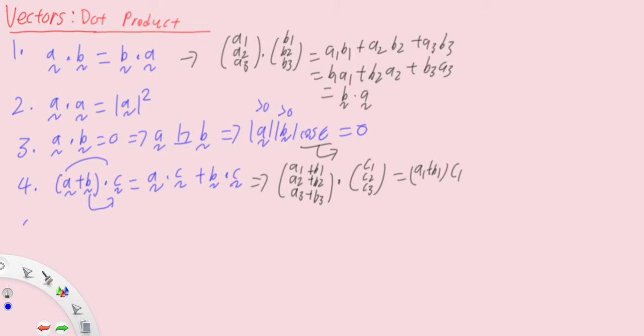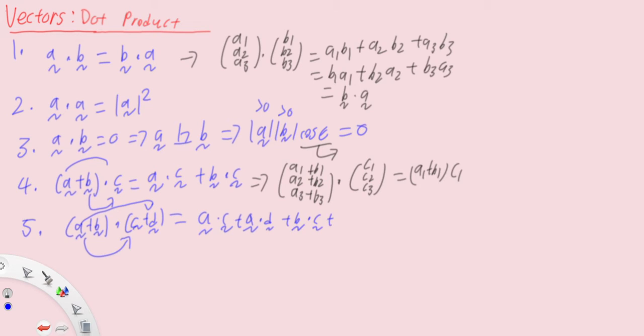On a similar note, if we have a plus b dot vector c plus d, then it's really just a standard expansion, right? So we will do a dot c plus a dot d, and then plus b dot c plus b dot d. All right, so the same thing, the proof will come from this.